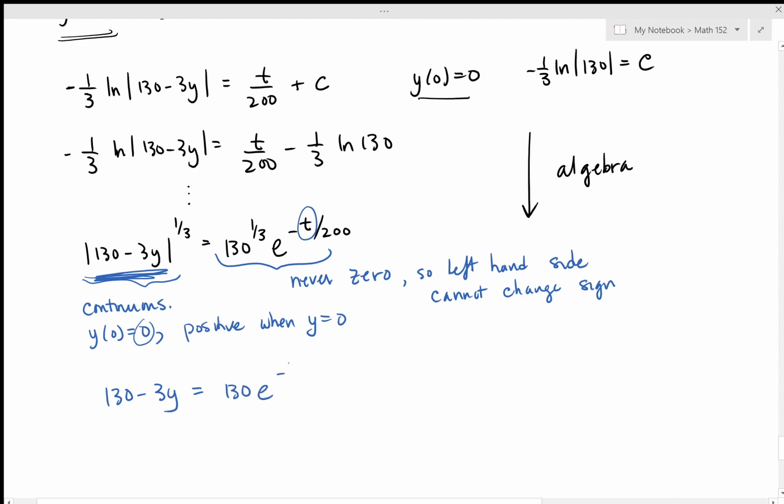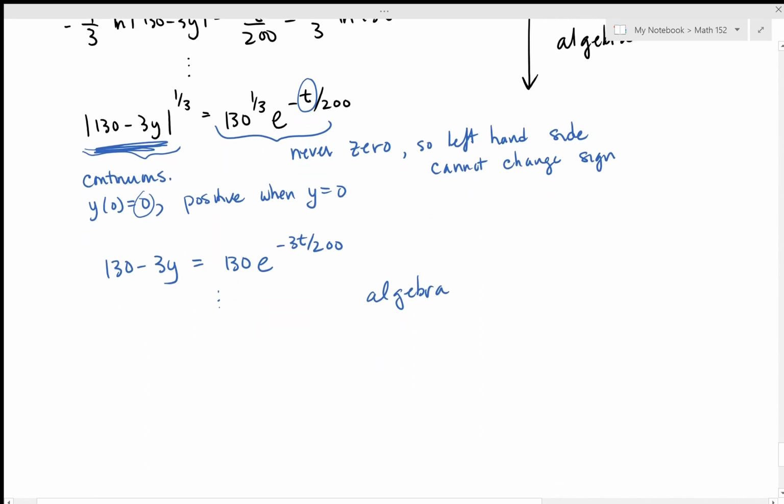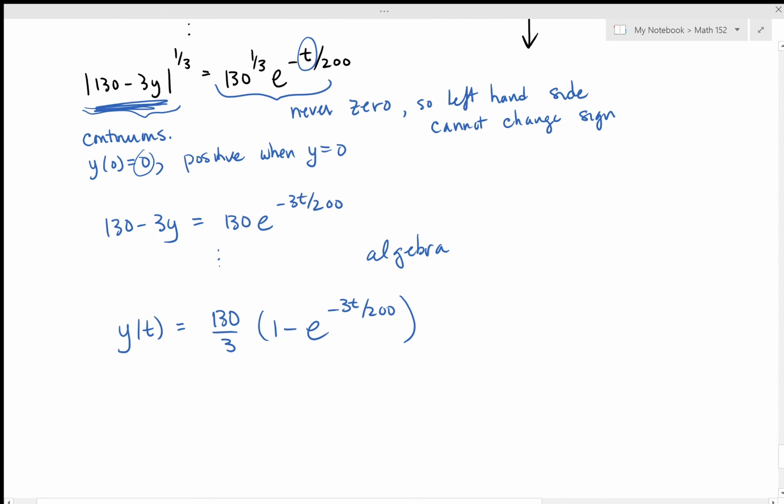All right, and then I can now easily solve for y. So there's a little bit more algebra, but it's more straightforward. So more algebra, and that allows me to write an expression. The amount of salt in the tank at a given time t is 130 over 3 times 1 minus e to the minus 3t over 200. There it is.